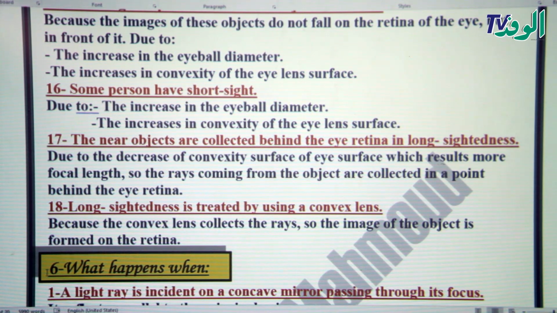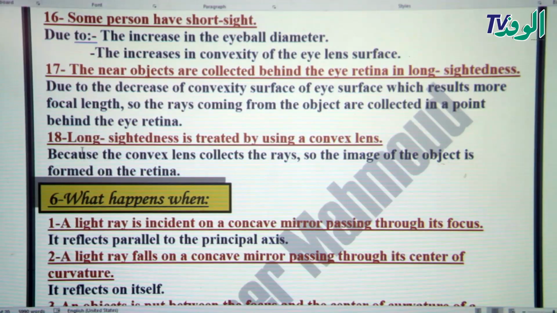Next one, near objects are collected behind the eye retina in long-sightedness. Why? Due to the decrease of the convexity of the eye lens surface, which results in more focal length. So the rays coming from the object are collected in a point behind the eye retina. The last one, long-sightedness is treated by using a convex lens.